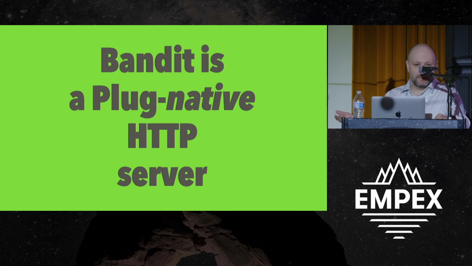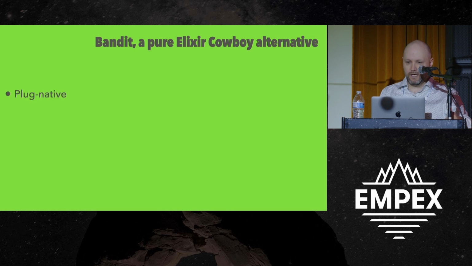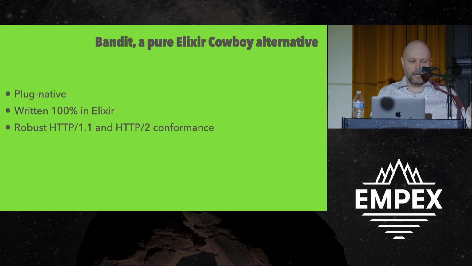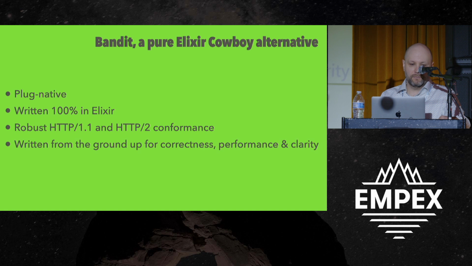If you haven't seen Bandit before, it is a plug native HTTP server. Serving plugs is literally all it does. Its byline is an HTTP server for plug applications, written primarily by your faithful correspondent. And here's the quick sell sheet for it. It's plug native, written 100% in Elixir. Really robust HTTP compliance. We run external third-party automated validation suites in CI, so pretty confident in its conformance.